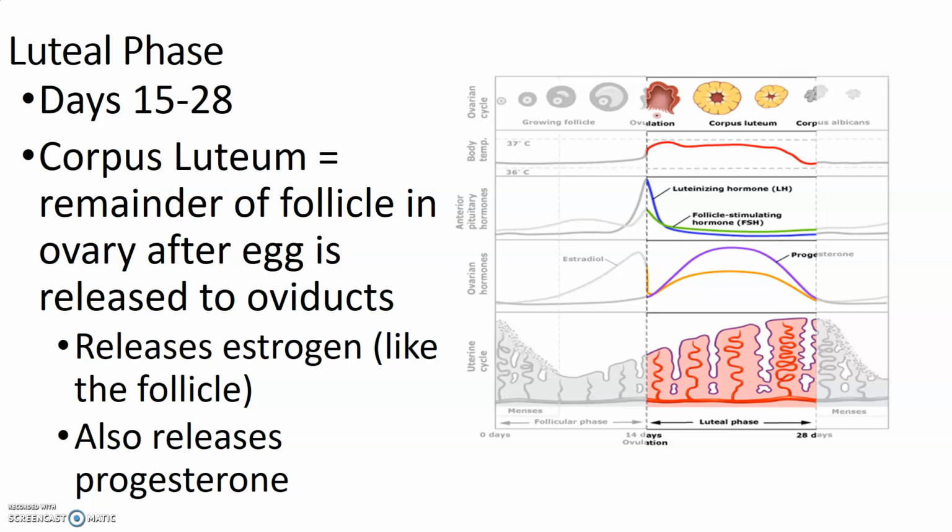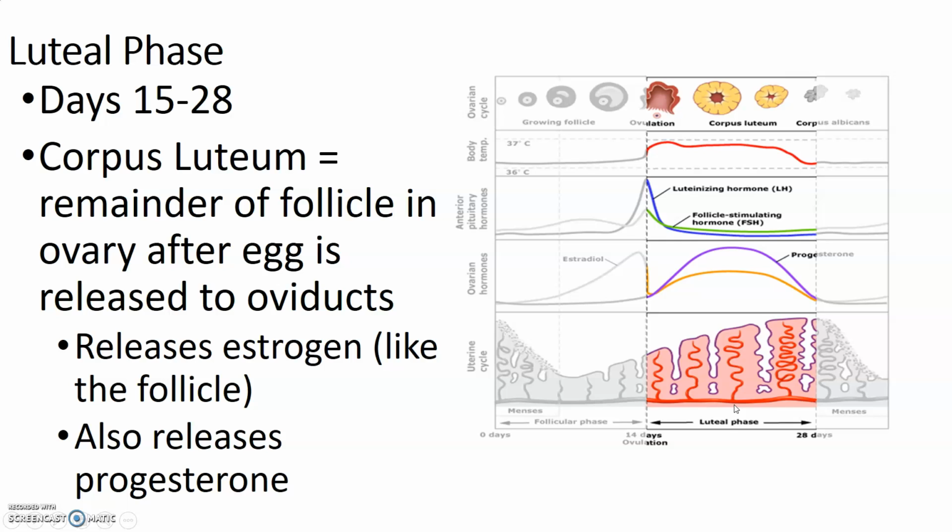So the luteal phase is when that corpus luteum is releasing hormones. This is days 15 through 28. Your corpus luteum is the remainder of the follicle in the ovary after the egg is released. It releases estrogen like the follicle. It also releases progesterone. So remember, progesterone is really helping that uterine wall build up. Here you see that uterine lining is really building up because the uterus is preparing for implantation of a fertilized egg.